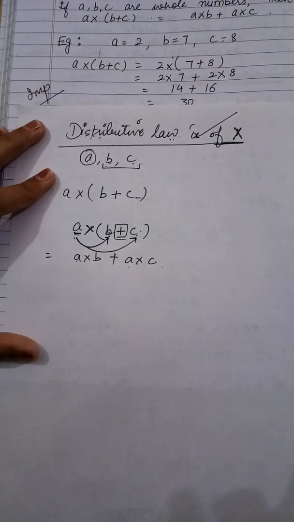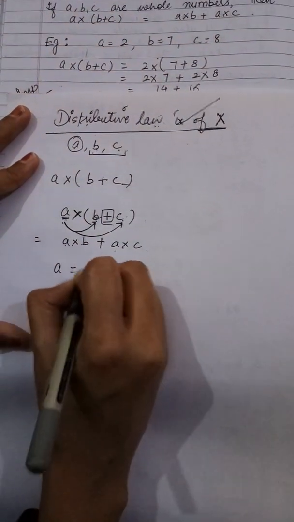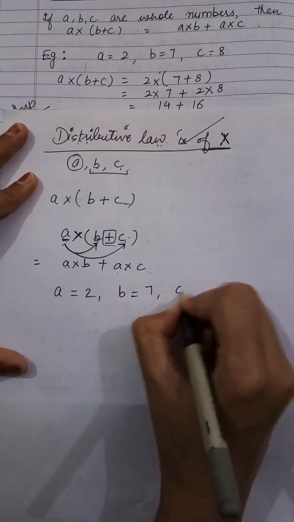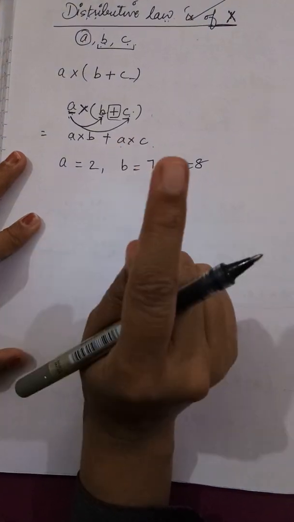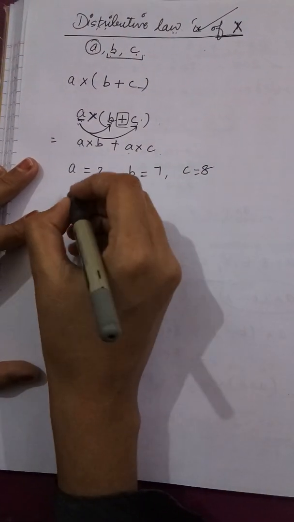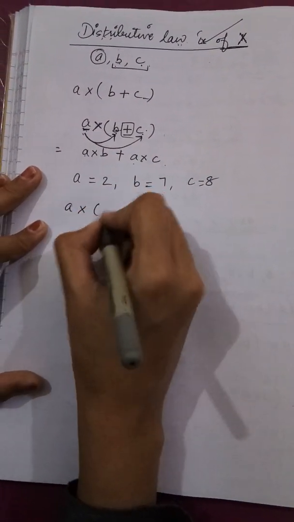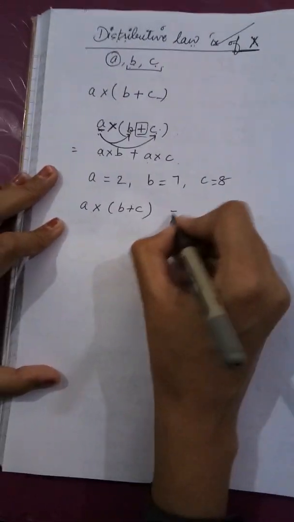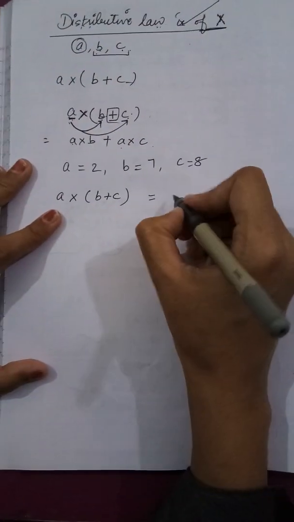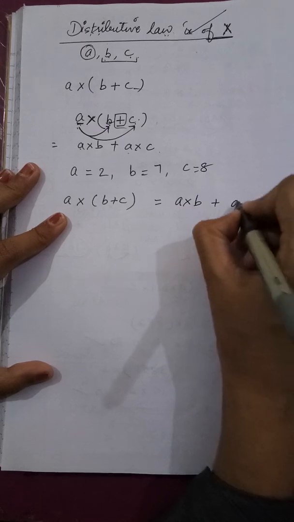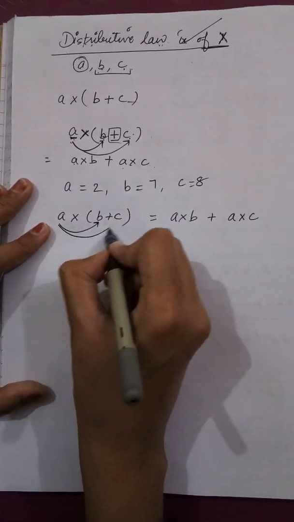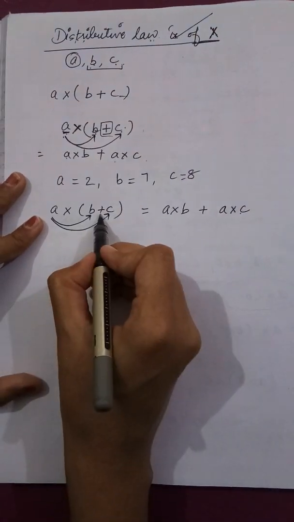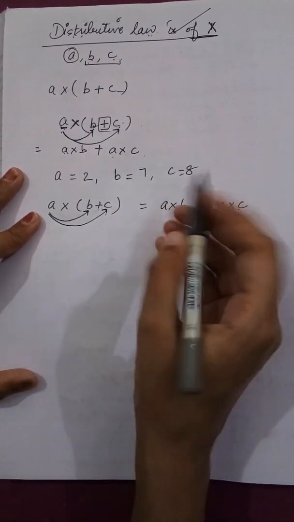Now for example, we are having this. A is 2, B is 7 and C is 8. Now this is an example. Now we have to use here the distributive law. Now what is distributive law? A into (B plus C), right? A into B plus A into C. What we are doing? A we are multiplying with B, A we are multiplying with C, and the sign of plus in between these two.